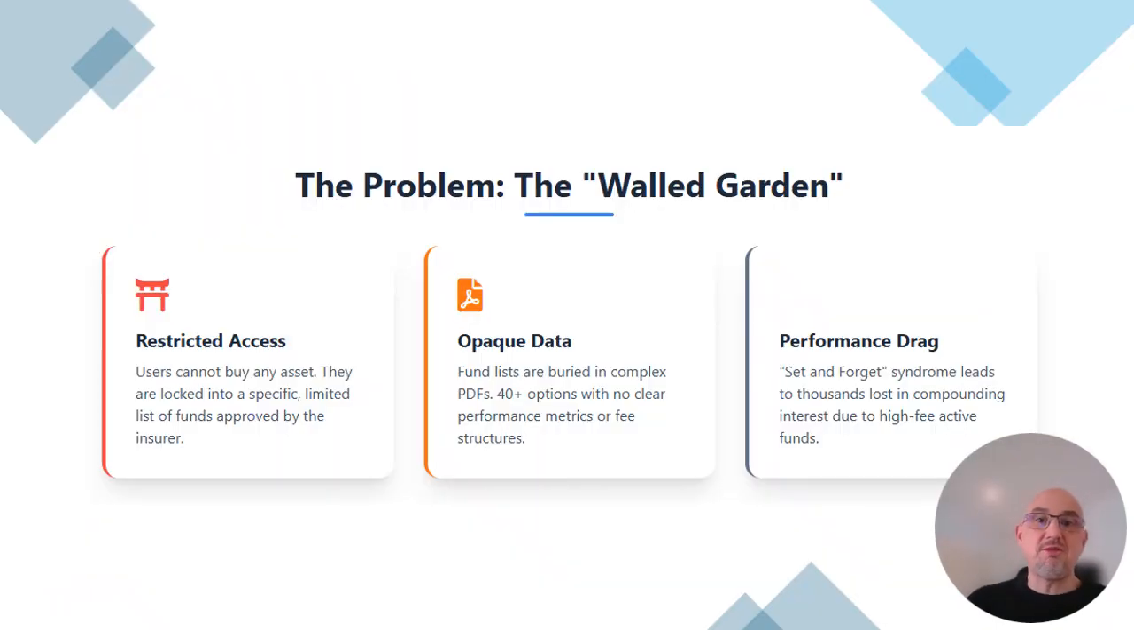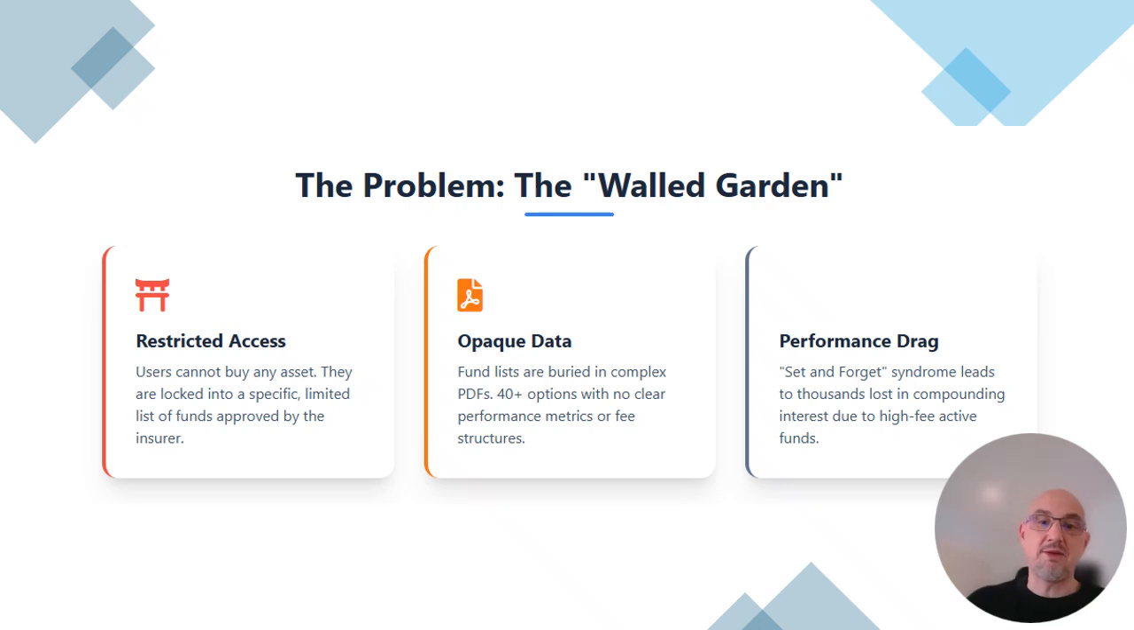So in Germany, fund-linked insurance policies like Riester Rentenversicherung face three main challenges that create a walled garden for users. The first thing is the walled access, or the restricted access. The investment universe is very, very limited and you have only a small list of pre-approved funds.